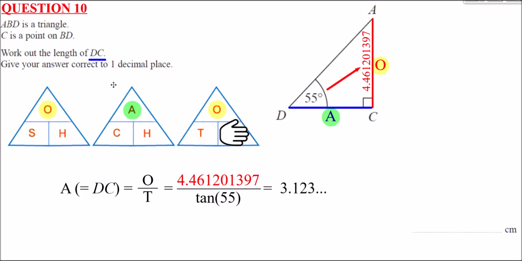Read the question carefully as ever. Give your answer correct to one decimal place. That means I want to keep one digit after the dot. So it's either going to be 3.1 if we don't round up, or maybe it's 3.2. But hopefully here we can see that after the 1, it's only a 2. If it were 5 or more, we'd round up. Because it's just a 2, we don't need to. So essentially, we can cut it off after the 1. It's just going to be 3.1. And that's our final answer for question number 10.